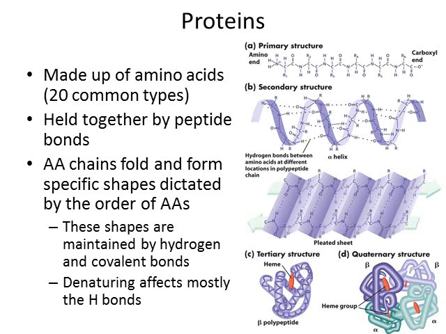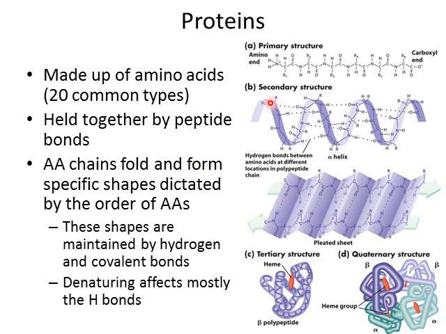Okay, and proteins we've already spent a lot of time talking about. We've talked about the primary, the secondary, tertiary down here, and then the quaternary structures of proteins. We know that they're made up of 20 different amino acids held together by peptide bonds, which are a form of covalent bonds.